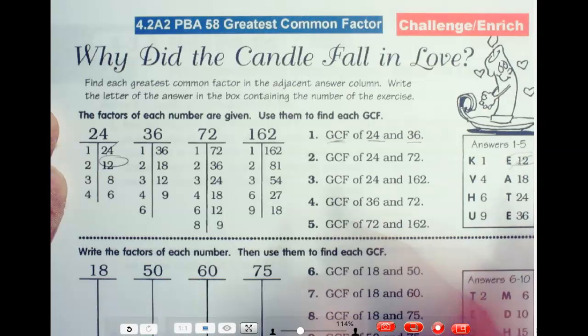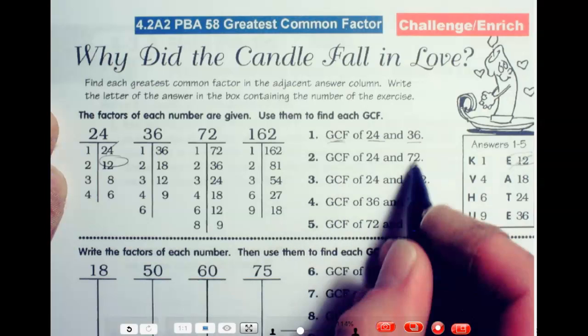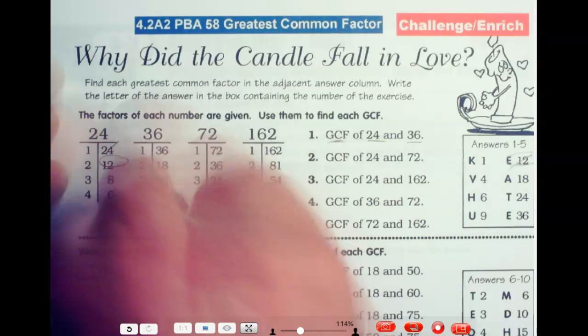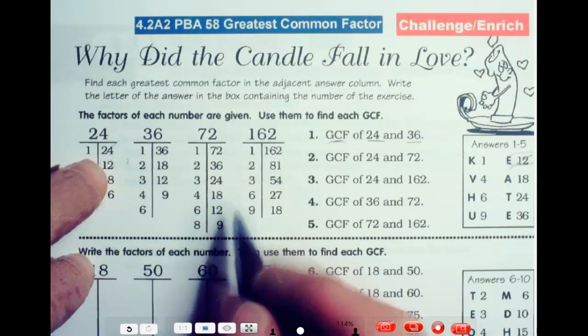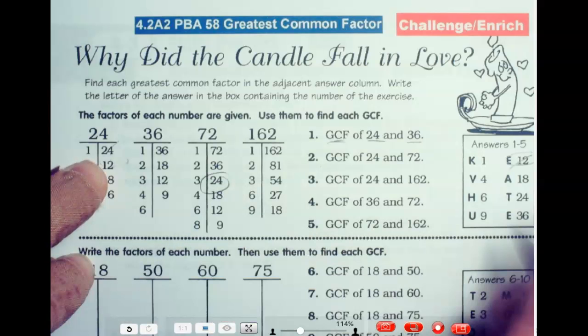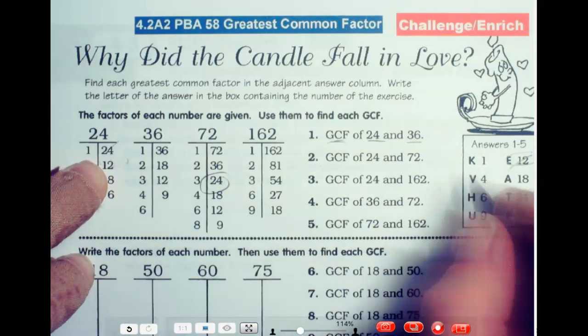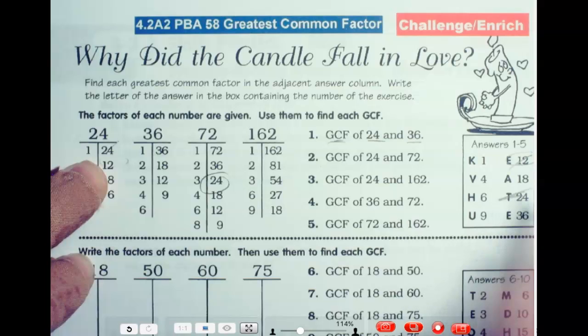Okay, what is the greatest common factor between 24 and 72? Again, I'll start with the smaller number, 24. Does 24 go into 72? It does. The greatest common factor is 24. So we'll cross that off, and for number 2, go down and put in a T.